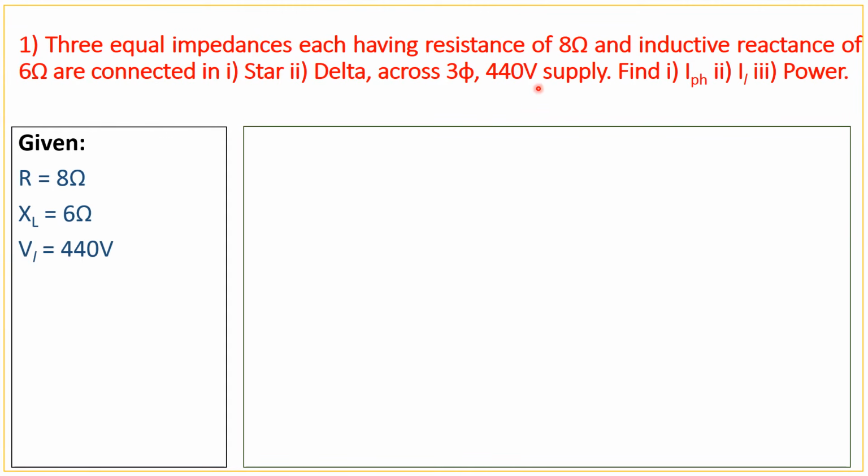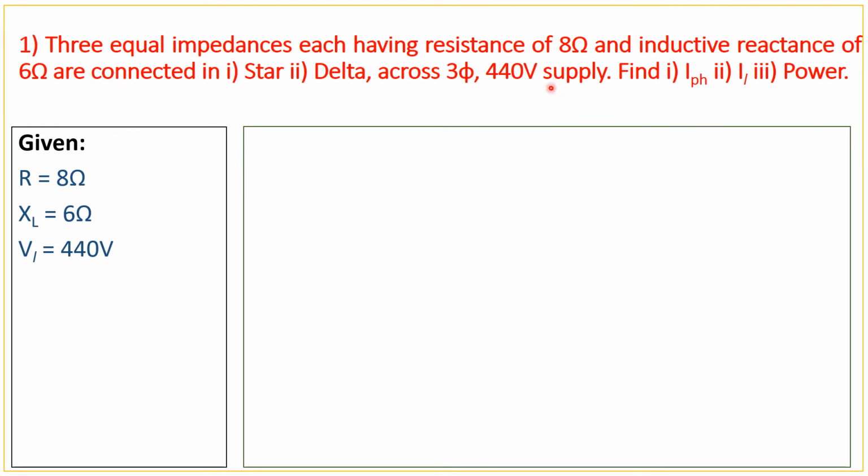Then they have given 440 volt supply. So VL is equal to 440 volt. First we must find I phase, IL and power for star connection. Next we have to find IL, I phase and power for the delta connection.